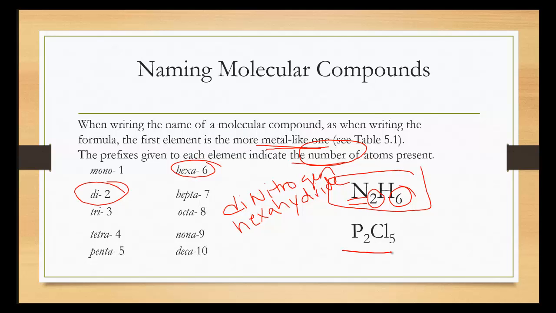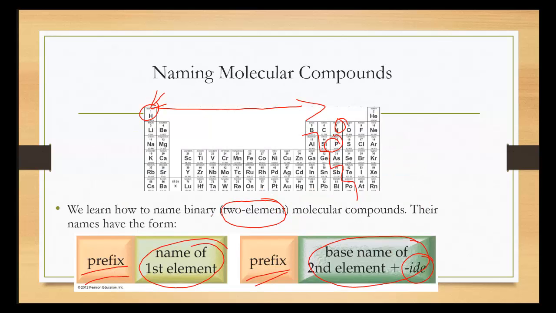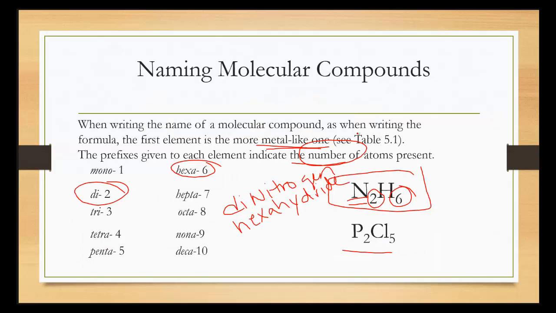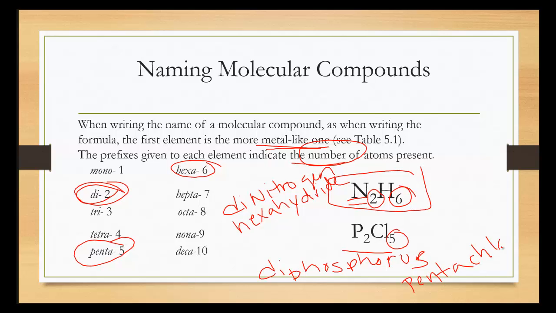P2Cl5. P is here, Cl is here. They're both nonmetals. So 2 is for di, so di, P is phosphorus. Cl5, 5 is penta. And Cl is chlorine, which then becomes chloride because you take the base of the word, which is typically the first syllable.